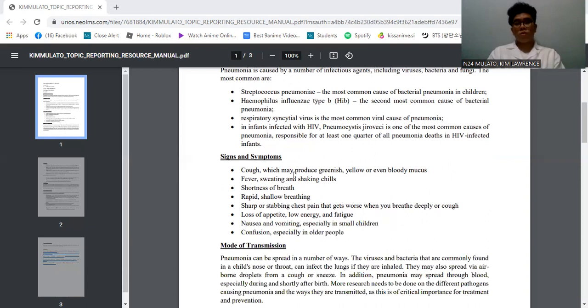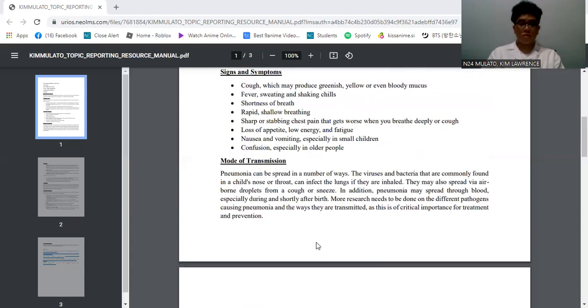Here are the signs and symptoms. Cough, which may produce greenish, yellow, or even bloody mucus. Fever, sweating and shaking chills. Shortness of breath, rapid, shallow breathing, sharp or stabbing chest pain that gets worse when you breathe deeply or cough, loss of appetite, low energy and fatigue, nausea and vomiting, especially in small children, confusion, especially in older people.